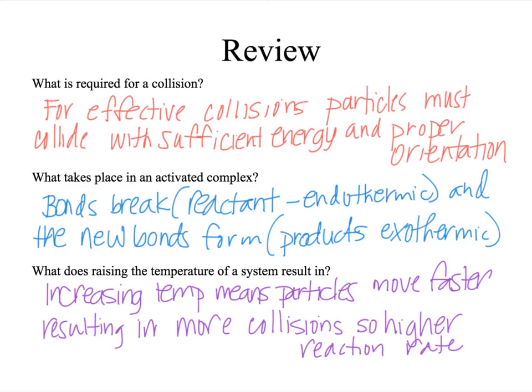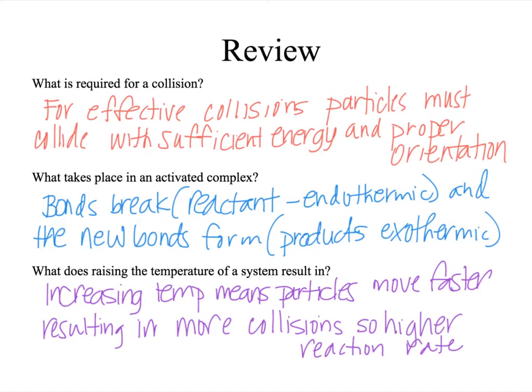Next question, what takes place in an activated complex? Remember, that always shows up at the top of the peak when we're looking at an energy diagram. And what happens is, first of all, the bonds have to break, which are the reactants. And if you recall from the notes, that means it is endothermic when the bonds break. And then the new bonds have to form, and that's your products. And remember, when new bonds form, that is always exothermic. Depending on which one had the greater energy will determine whether the overall reaction is endothermic or exothermic.